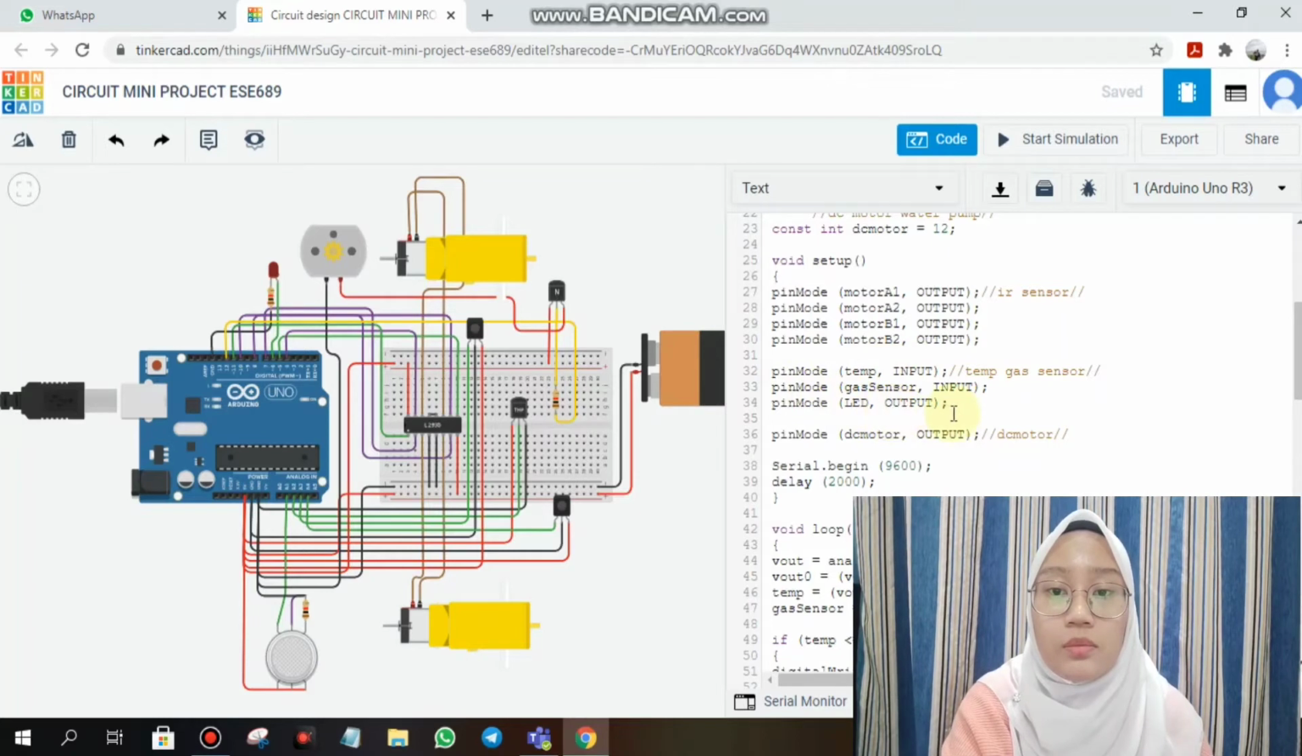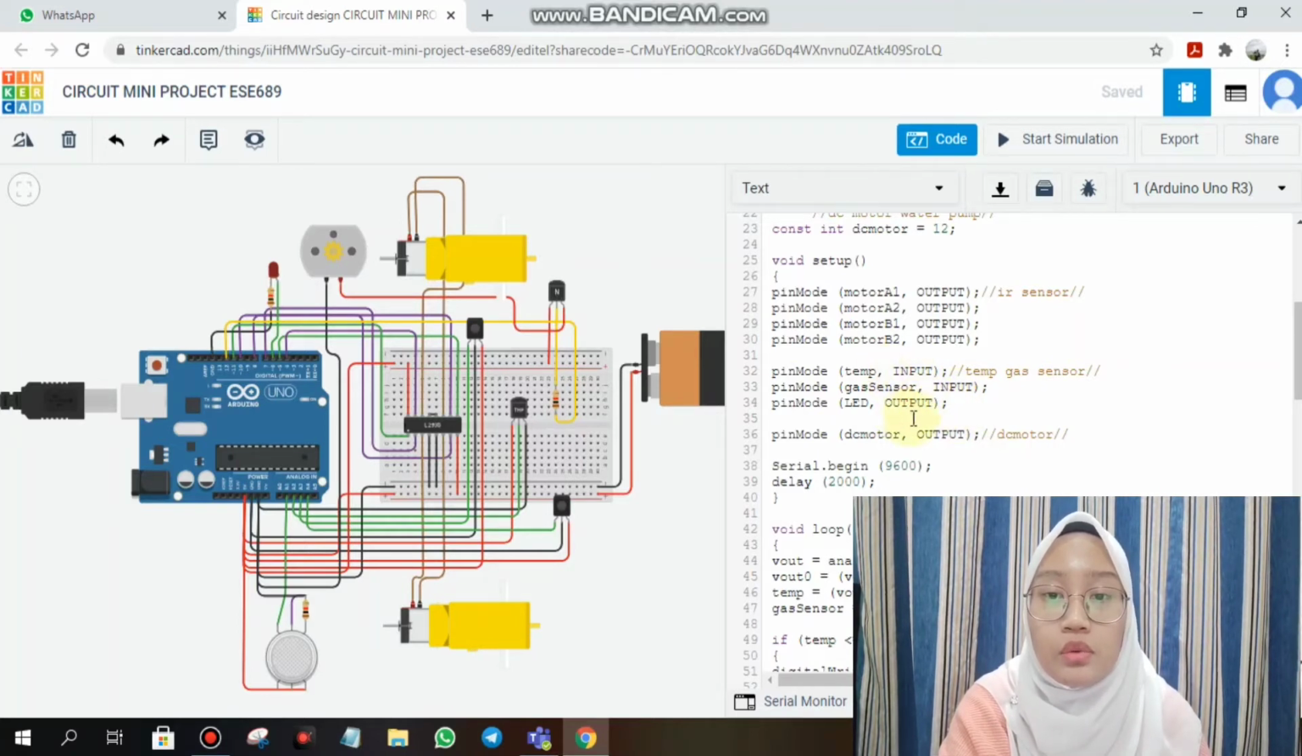The second group of pin mode consists of the temperature and gas sensor. This group of pin mode consists of input and output, where the temperature sensor and gas sensor act as inputs, and the LED acts as an output. We use the LED as an output because when a condition is obtained, the LED will light up to tell the controller about something, which counts as an output.